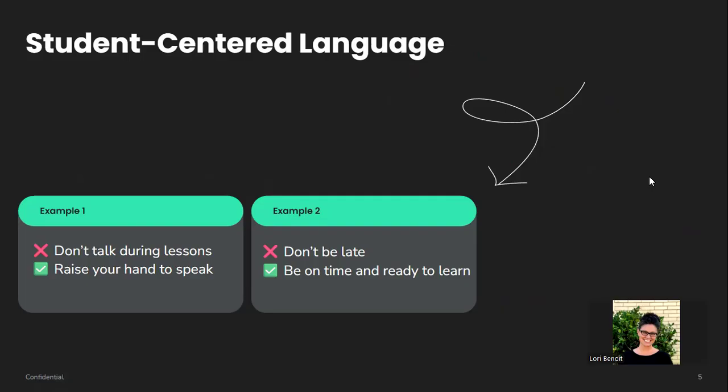Example number 2, don't be late. Or we could frame it more positively, be on time and ready to learn. What we're doing is emphasizing the types of behaviors that it takes in order for students to learn effectively. Being on time, being present, having materials. So the way that we frame things needs to be student-centered and affirmative.